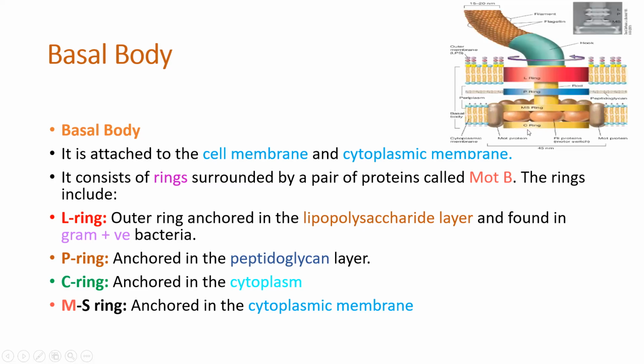This is very, very important. Don't confuse. This is the P ring. The P ring is made up of peptidoglycans. The L ring is made up of a lipopolysaccharide layer. Next.